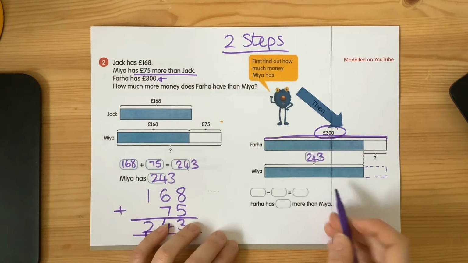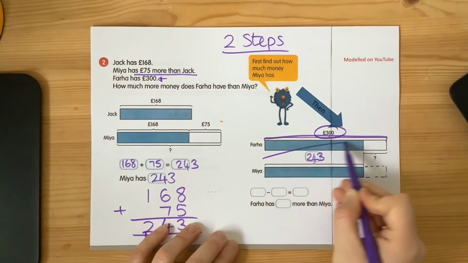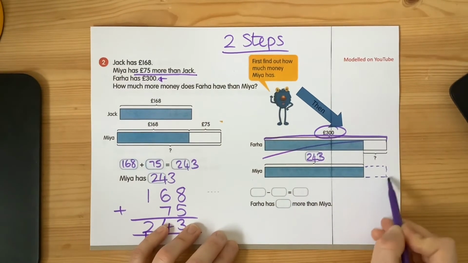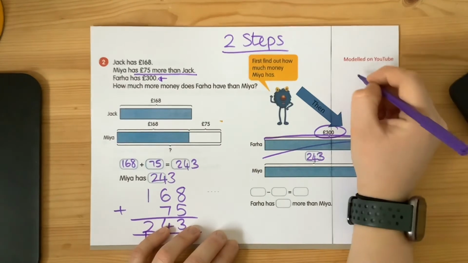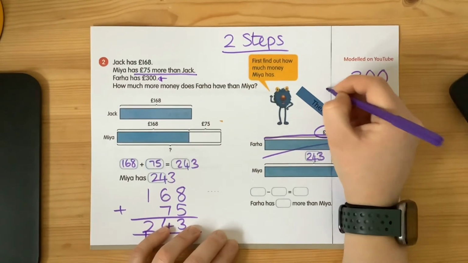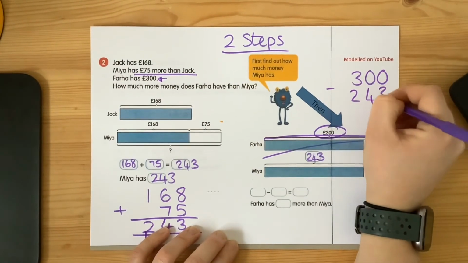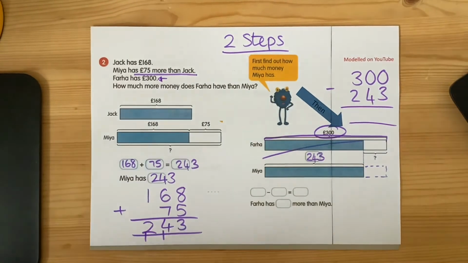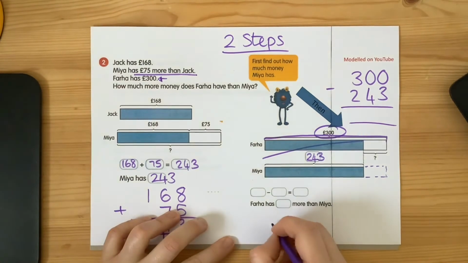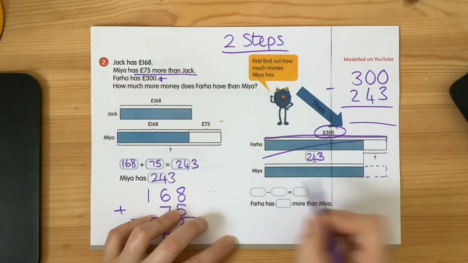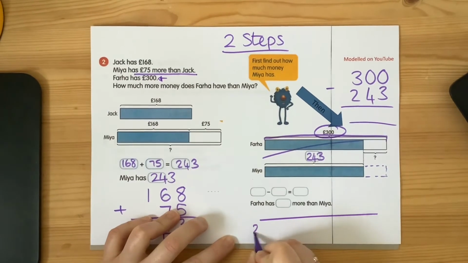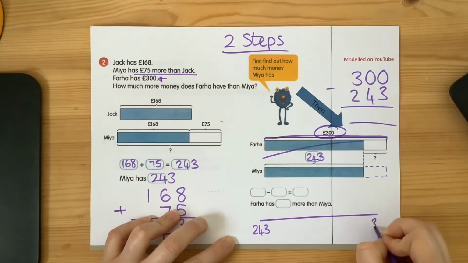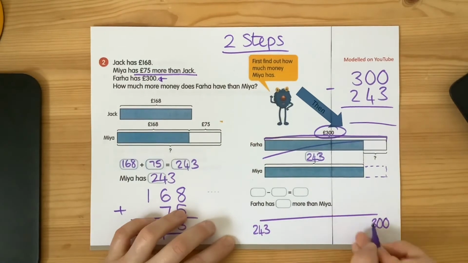And in order to do that, we have to take away the amount Maya had to leave us with the amount more. So we start off at 300 and we subtract 243. Now there's double regrouping there, so I'm going to show you an alternative method. I'm going to do a number line to find out the difference between 243 and 300. So I'm going to start at 243. I'm aiming to get to 300. And this is the difference between the two numbers.